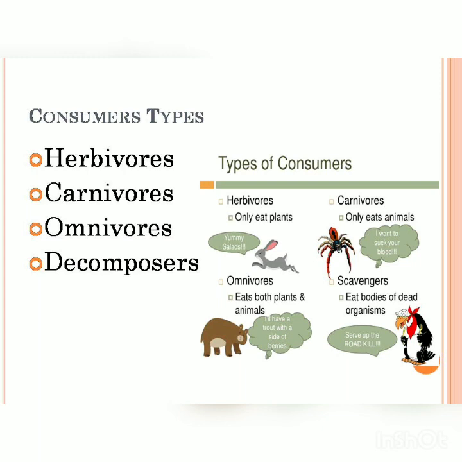Types of consumers: herbivores, carnivores, omnivores, and decomposers. Herbivores only eat plants, while carnivores only eat animals. Omnivores eat both plants as well as animals. Decomposers. A decomposer is an organism that decomposes or breaks down organic material such as the remains of dead organisms.